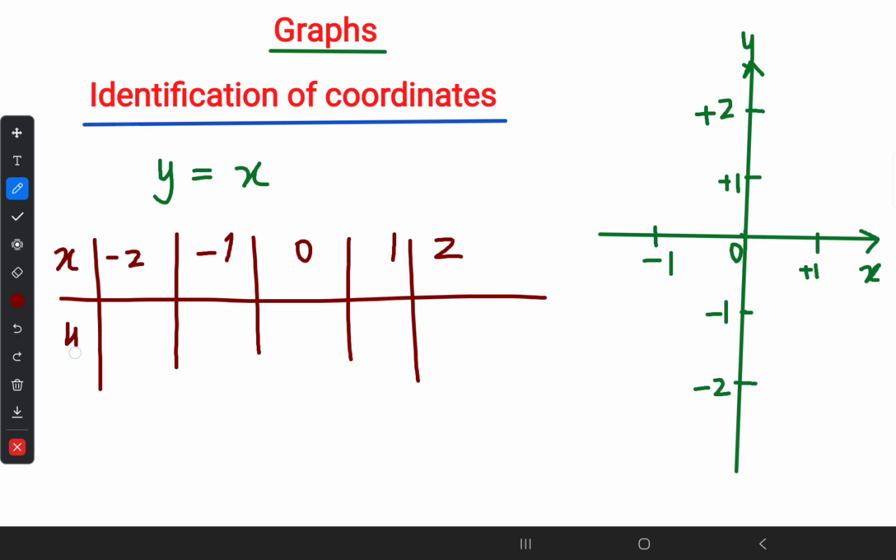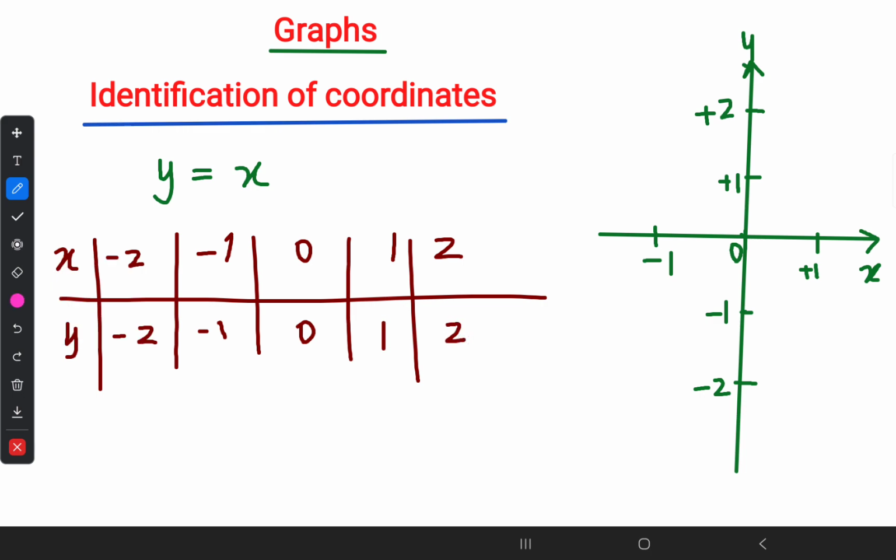It is not a difficult task. It is simple, because y equals x. From the graph equation, we got the idea that x is equal to y. If x is negative 2, y is also negative 2. X is negative 1, y is also negative 1. X is 0, y is also 0, x is 1, y is 1, x is 2, y is 2.